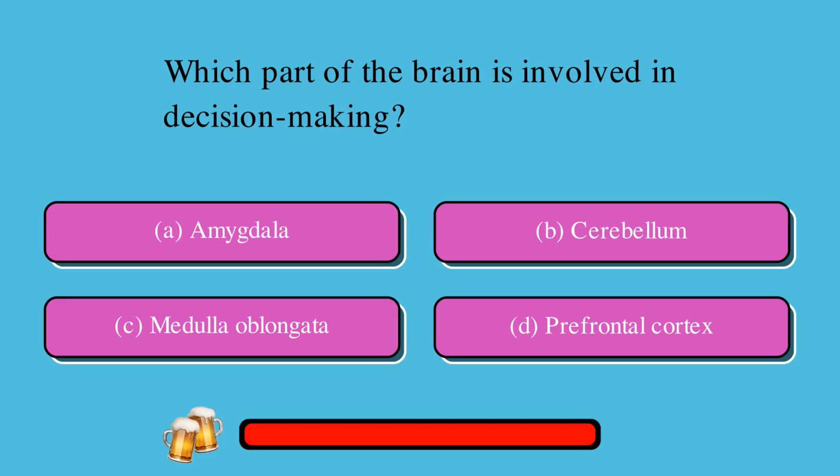Which part of the brain is involved in decision making? A. Amygdala, or B. Cerebellum, or C. Medulla oblongata, or D. Prefrontal cortex. The correct answer is D. Prefrontal cortex.